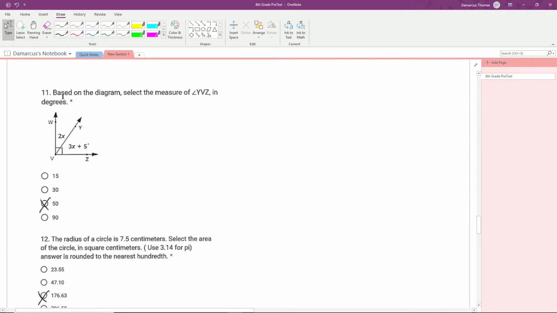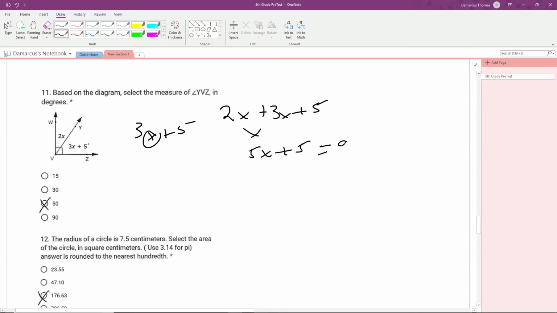Here's another problem. It says based on the diagram, find the measure of YVZ. Well, in order to get YVZ, it's 3x plus 5. But to get the actual measurement, we need to figure out what x is. If we could figure out what x is, we could plug it all in. Well, we know these two will make 90 if we add them together. So that's 2x plus 3x plus 5. And if we add them together, that's going to be 5x plus 5. The whole thing is 90.